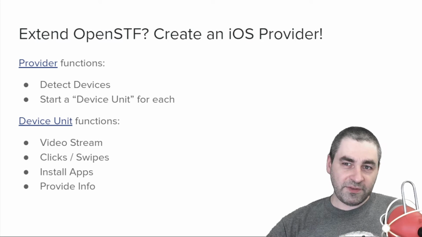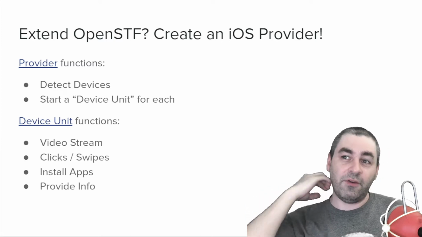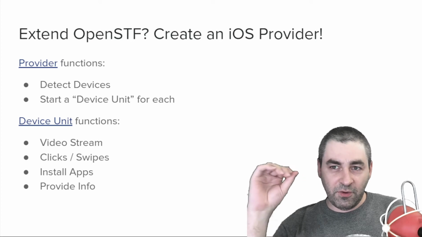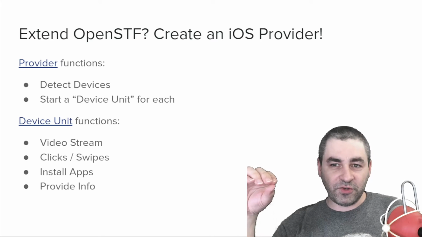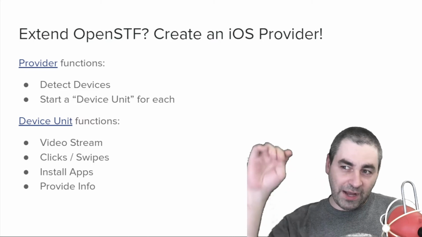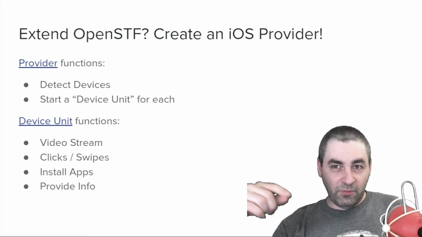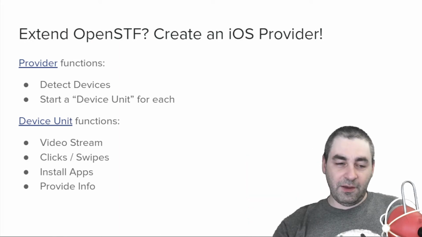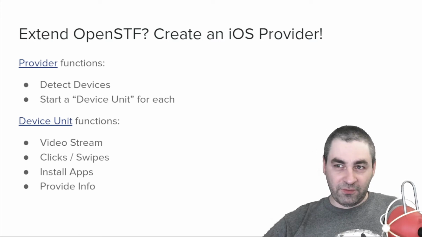So after working with SDF for some time, well, actually, in discussing initially how the SDF extension worked, there's a thing called a device unit that runs for each device that's connected to a machine. That device unit is what provides the video stream from the devices. It's what actually routes clicks and swipes from your browser into the device itself. It's what communicates with SDF itself and accepts requests to install apps. It provides back basic information from the device, like what type it is, and various other information, back to SDF.